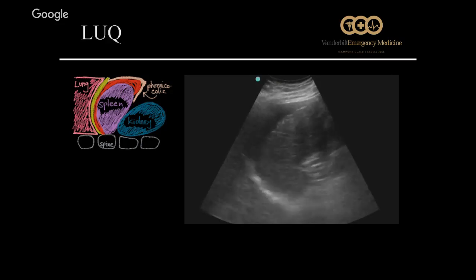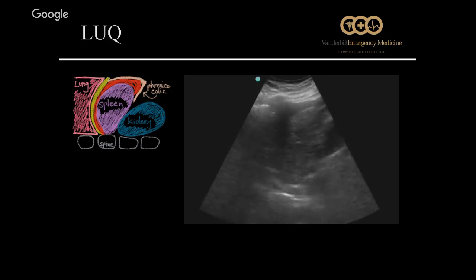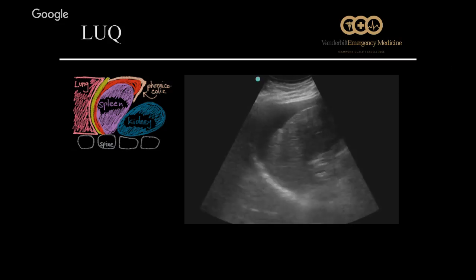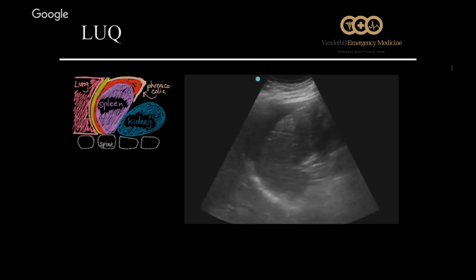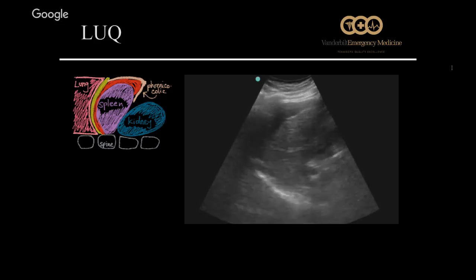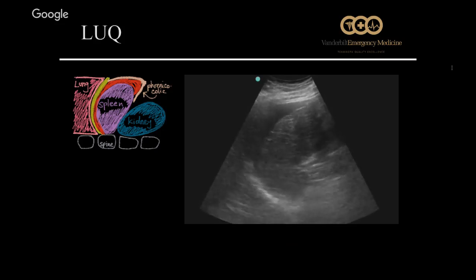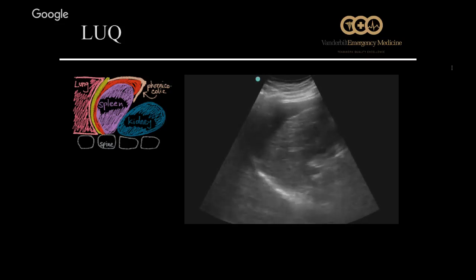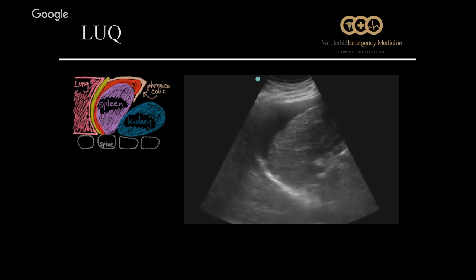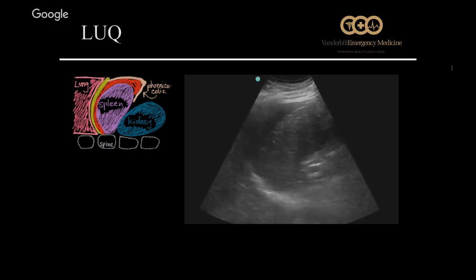Here's a clip. Right in the middle of our screen is the spleen. The bright white line that is moving with respirations here is the diaphragm, and a little bit of rib shadowing, but as those ribs get out of the way, we can see there's quite a bit of fluid separating the spleen from the diaphragm, and a positive FAST exam.